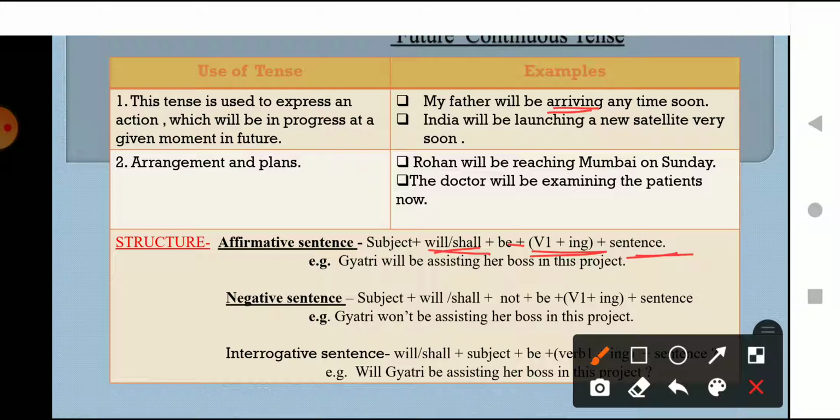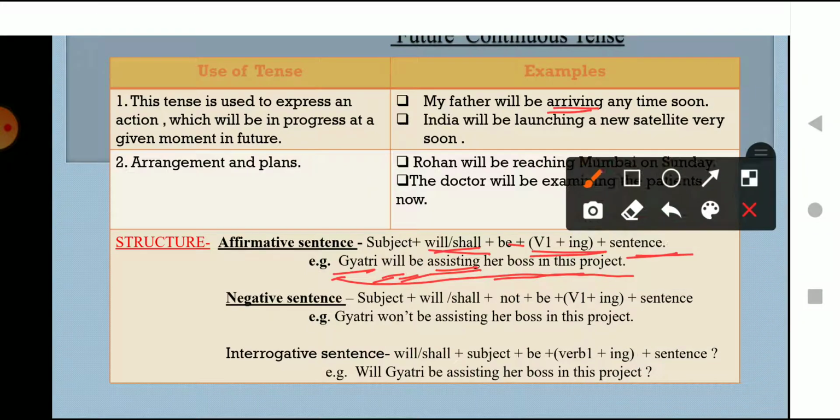Let's see an example of an affirmative sentence. Gayatri will be assisting her boss in this project. Gayatri is the subject, will is used with the singular noun, then be, then the verb plus ing, that is assisting, and the remaining part of the sentence. So the sentence is: Gayatri will be assisting her boss in this project. Now let's see the negative sentences.